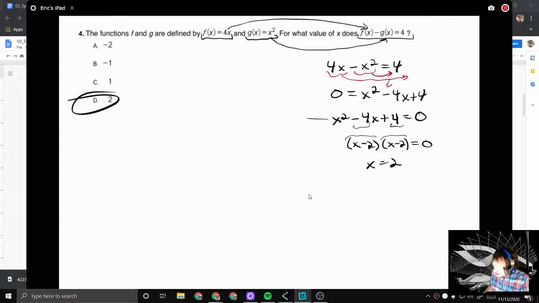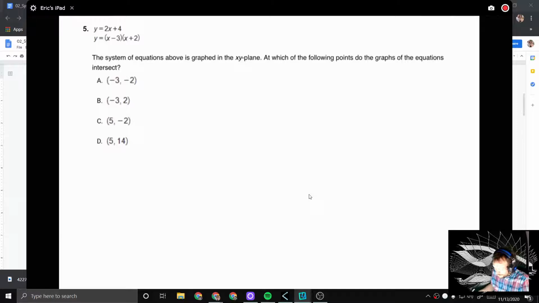You could also solve this using the quadratic formula. Good idea to look that up and make sure you remember the quadratic formula. Next problem. Y equals 2x plus 4. Y equals x minus 3 times x plus 2. A system of equations is graphed on the xy plane. At which of the following 2 points do the graphs intersect?